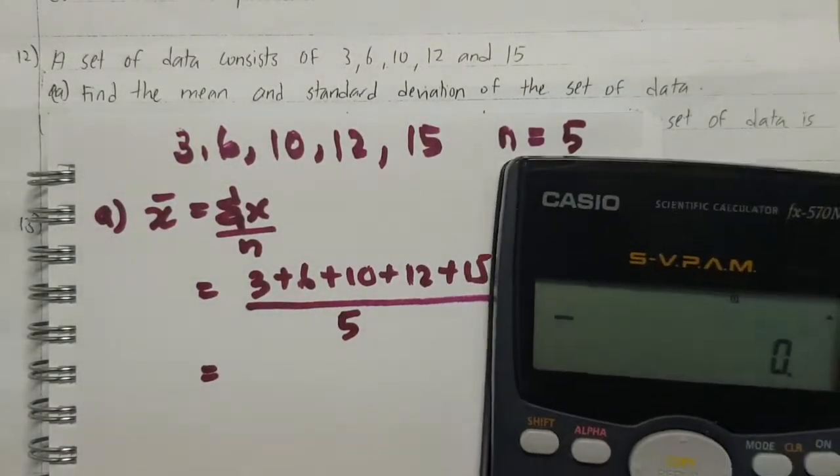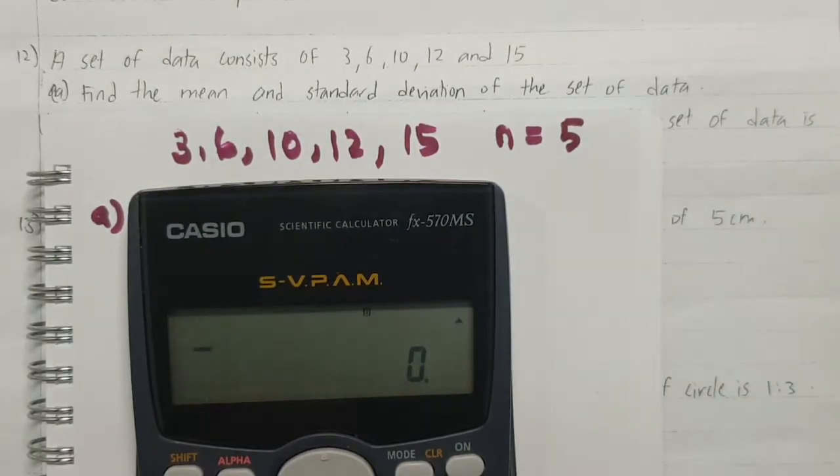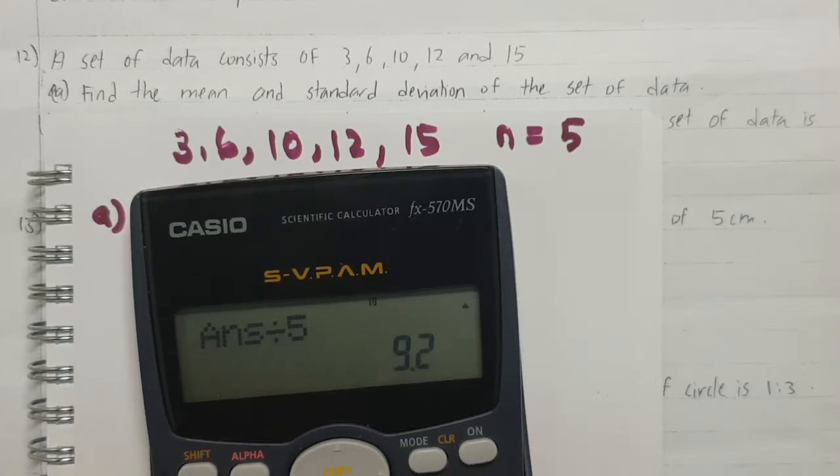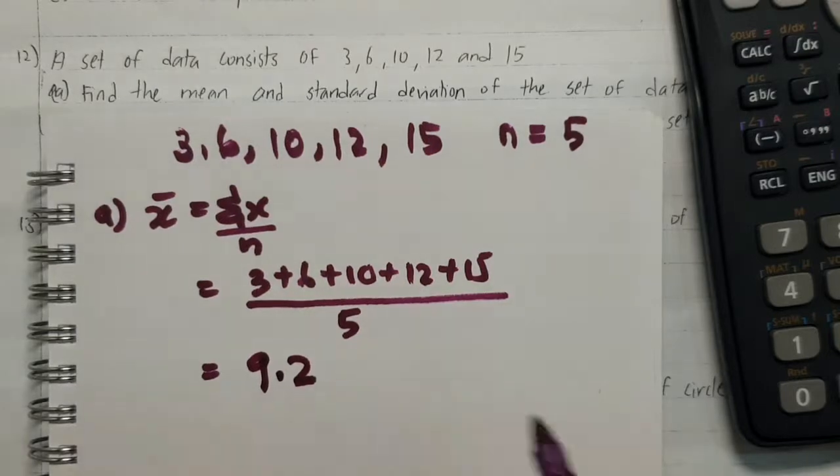Okay, so over here we will have 3 plus 6 plus 10 plus 12 plus 15. 15, double check. 3 plus 6 plus 10 plus 12 plus 15, and then divided by 5, we have 9.2 as our answer. So 9.2 is the mean.